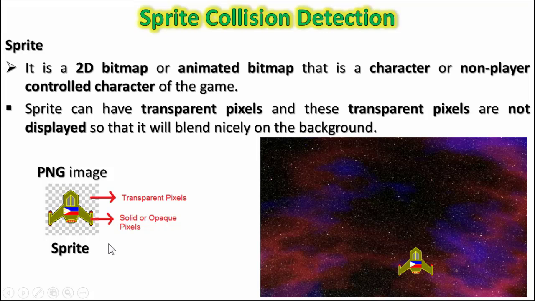Today I will show you my simple project, Sprite Collision Detection. A sprite is a two-dimensional bitmap or animated bitmap that is a character or non-player controlled character of the game. Sprites can have transparent pixels, and these transparent pixels are not displayed, so that it will blend nicely on the background.